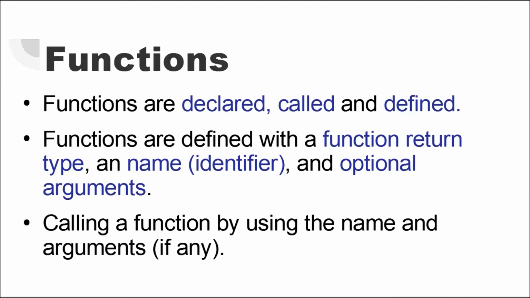Calling a function. Otherwise, if you wrote a big function but it doesn't do anything, most likely you didn't call it. So in order to call a function, you need to use the name, or the identifier, and you need to use the arguments if there were any. If there were not, then just put two parentheses. If there were, put the arguments in and use a comma to separate each of them.